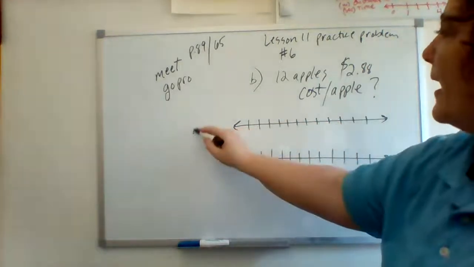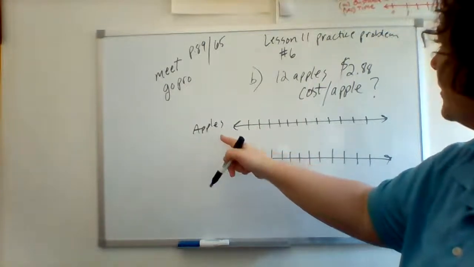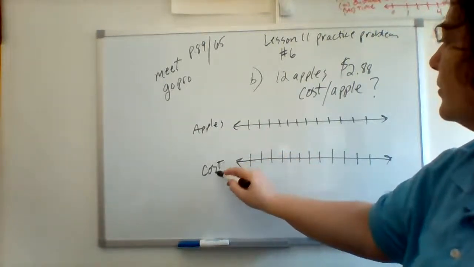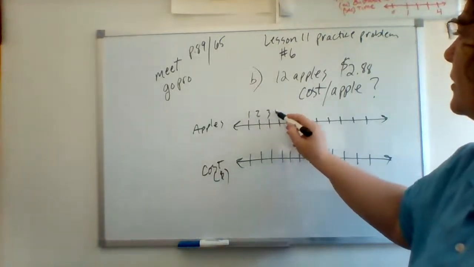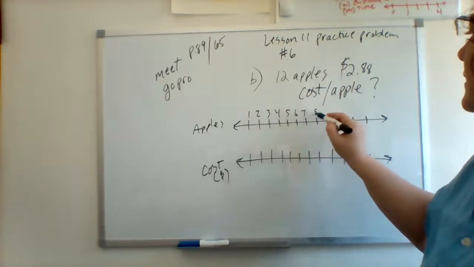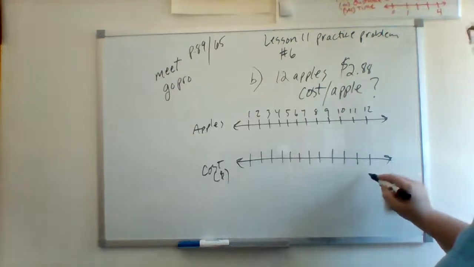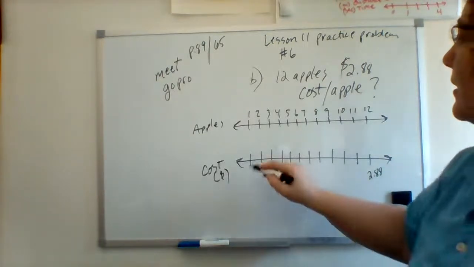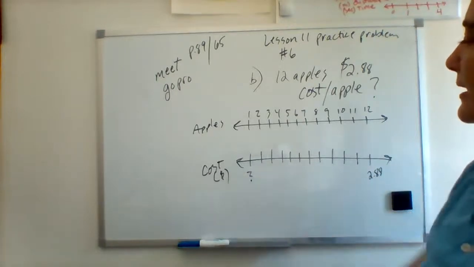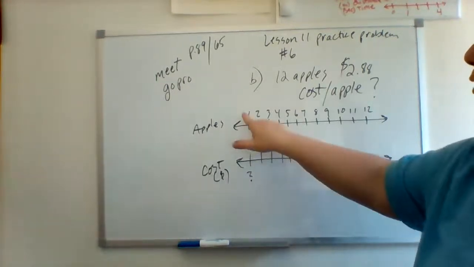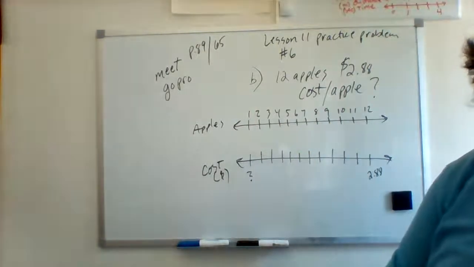I have the apples, which is also discrete, where it's a counting number, and the cost, which is US dollars again. 1, 2, 3, 4, 5, 6, 7, 8, 9, 10, 11, 12. 12 matches with $2.88. I am interested in this one right there, right? I want to know what matches with 1 apple. And the girls are saying that they got 24 cents.